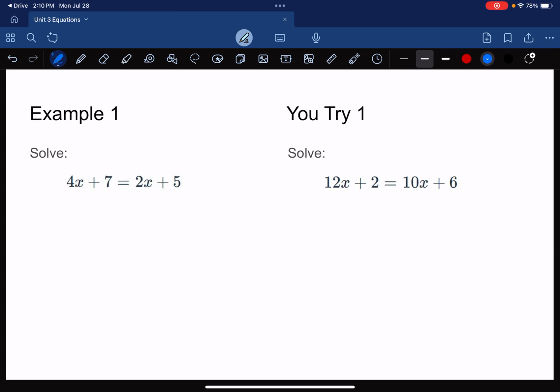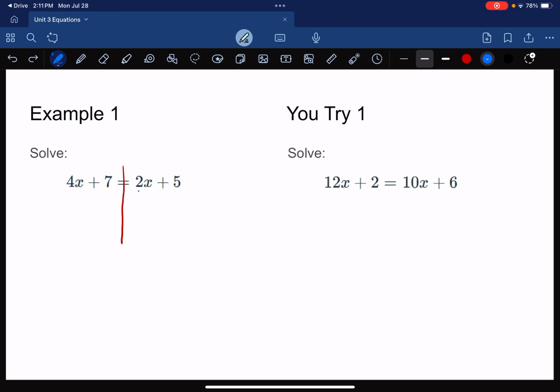So it looks like there's no distribution, but I've got terms on opposite sides of the equal sign that belong together. Like the 4x and the 2x belong together. They should be on the same side, and the 7 shouldn't be over here with the 4x. So I'm going to choose to move the smaller of the two every time. That's going to be my strategy. So 4x or 2x, which one's smaller? Well, the smaller one is 2x, and it is a positive 2x. There's no sign in the front of it, right?